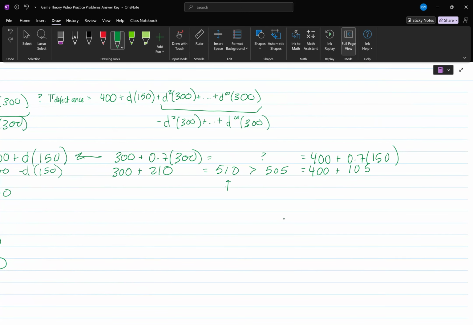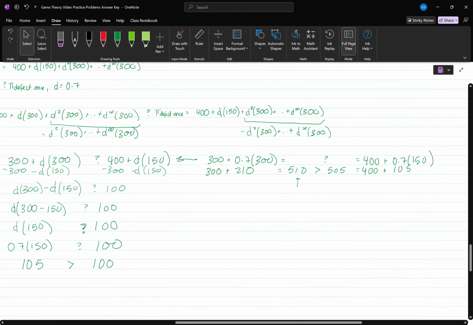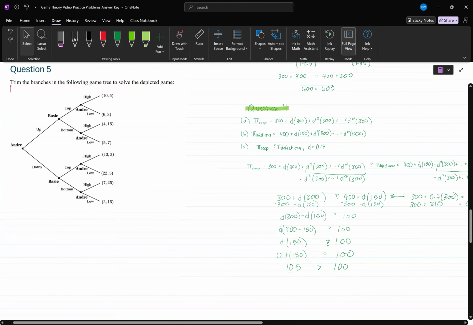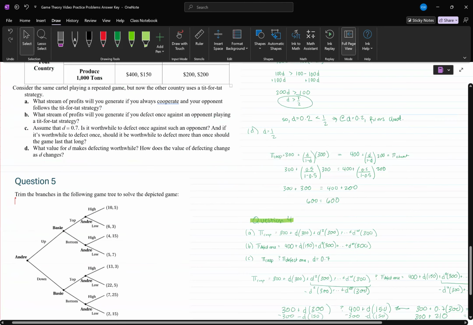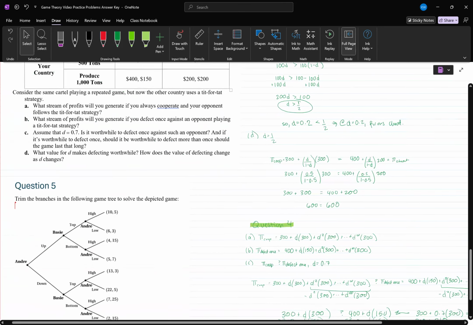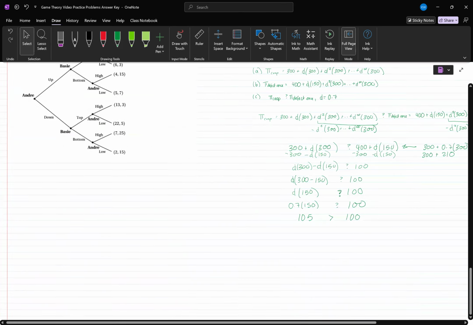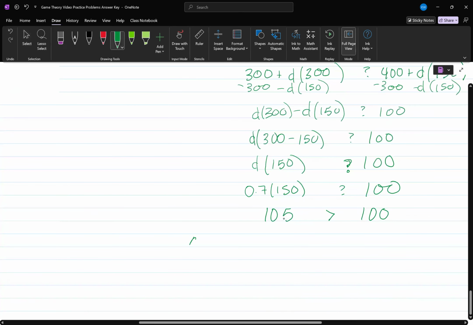And so we can see again, cooperating pays off. So at 0.7, it's not worth defecting. Okay. Even once. All right. And then since it's not worth defecting once, it's not going to be worth defecting multiple times. So not worth.